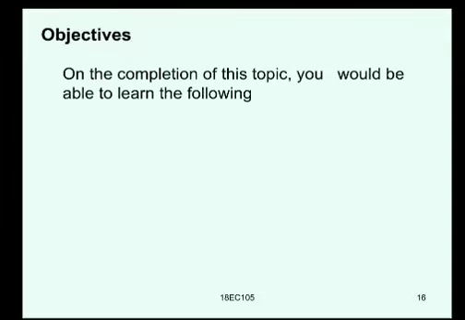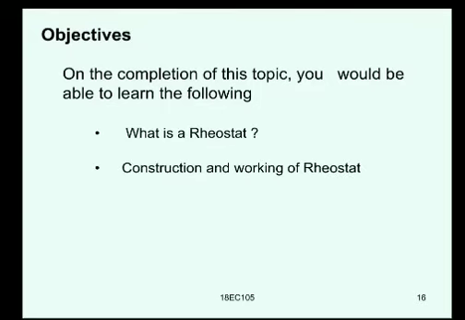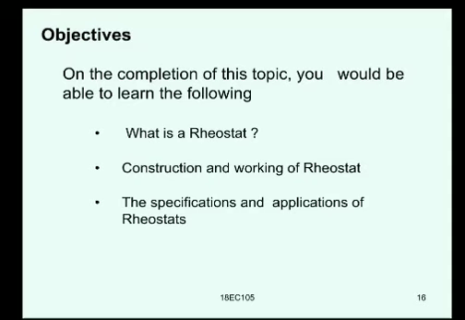Now let us continue with the next topic planned for this session. So the objective of this coming session will be, on the completion of this topic, you would be able to learn the meaning of a rheostat. We'll see what is meant by rheostat. Then we'll also learn about the construction and working of a rheostat. And then we'll also see the specifications and applications of rheostats.